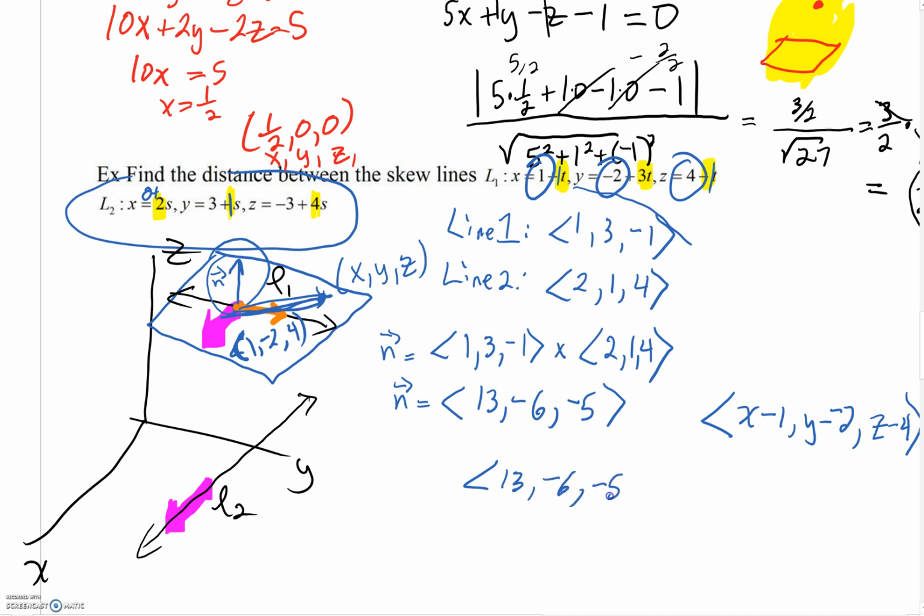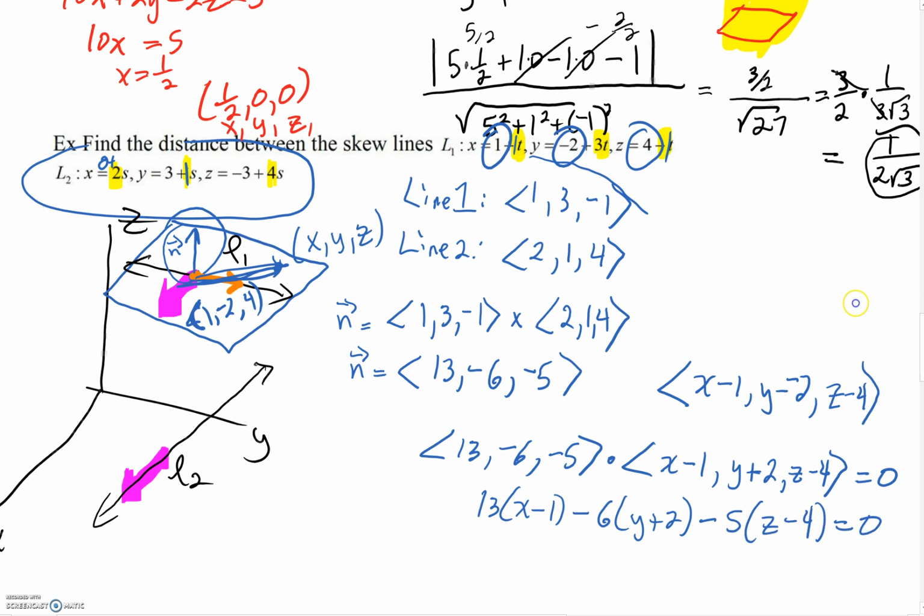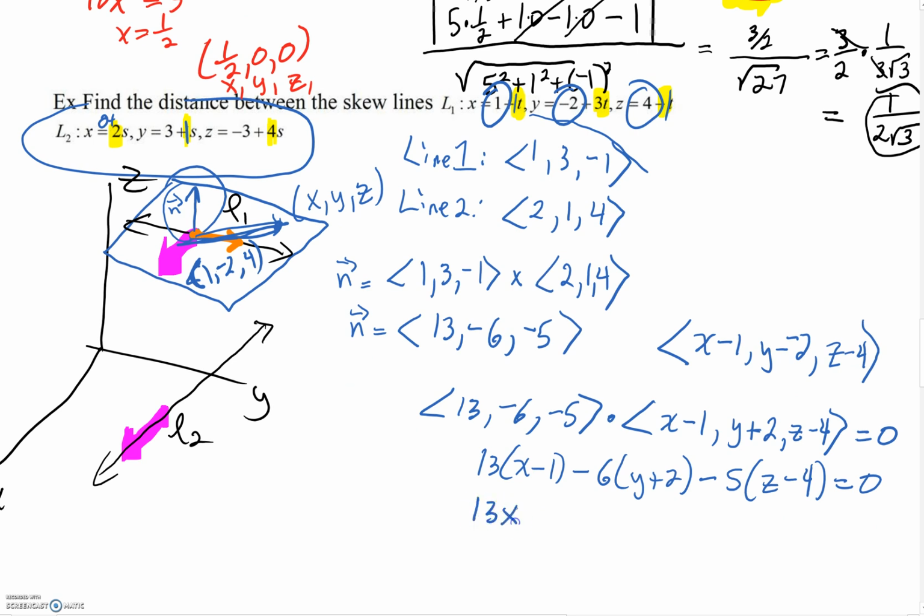13, -6, -5, and we can do a dot product here of x minus 1, y plus 2, and z minus 4. And we know already that because this is a normal vector, the dot product will be 0. So we'd get 13 times x minus 1, plus a -6, or we could even distribute that -6, y plus 2, and then a -5 times z minus 4, and have that equaling 0. And we could distribute and clean this up.